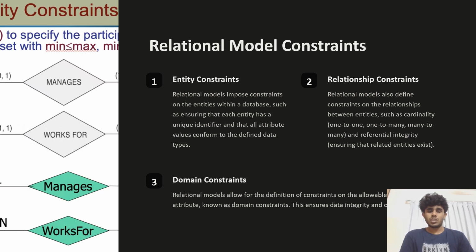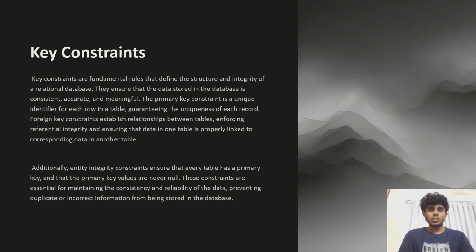Domain constraints. Relational models allow for the definition of constraints on the allowable values of an attribute, known as domain constraints. This ensures data validity, integrity, and consistency. Key constraints. Key constraints are fundamental rules that define the structure and integrity of a relational database. They ensure the data stored in the database is consistent, accurate, and meaningful.